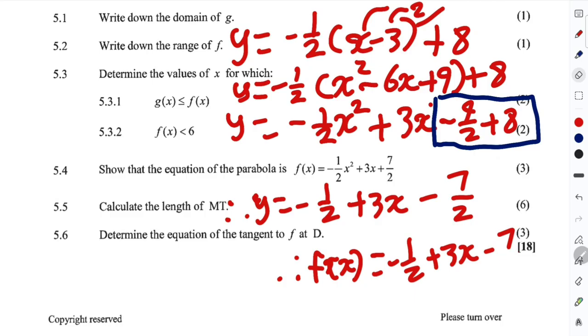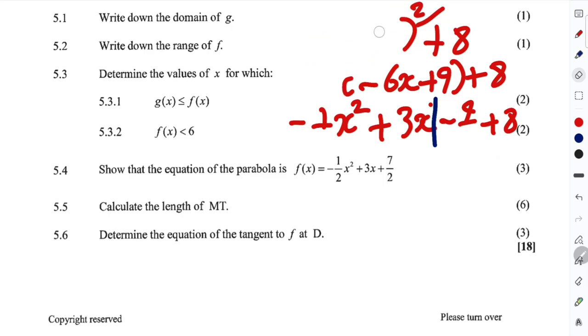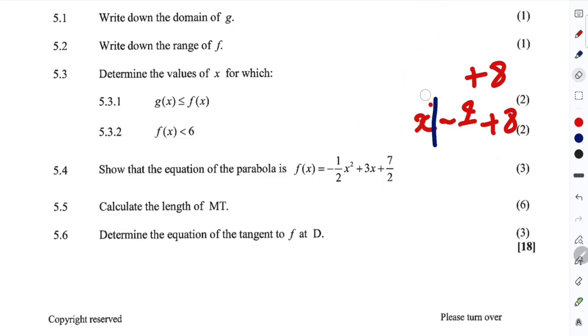So you see, if I want to write it in this form, I just multiply. But if I want to take it back to this form, you do it by completing the square, like you did in question 1. And if you want to bring it back to this form, you multiply.